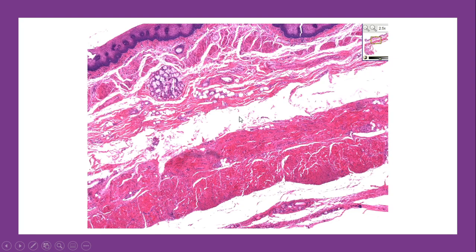The wall of the esophagus is histologically composed of 4 layers: the mucosa, the submucosa with mucus-secreting glands, the muscular wall, and the adventitia.